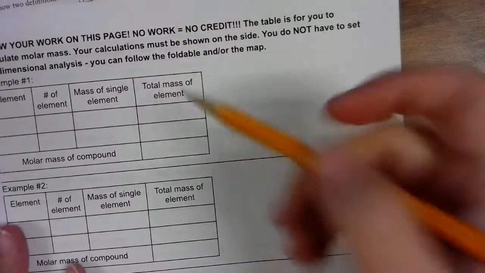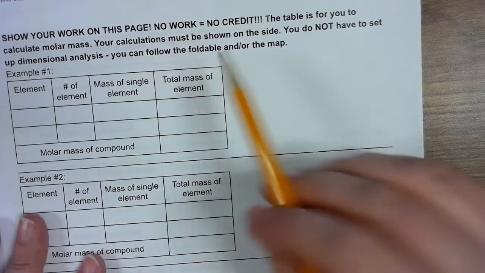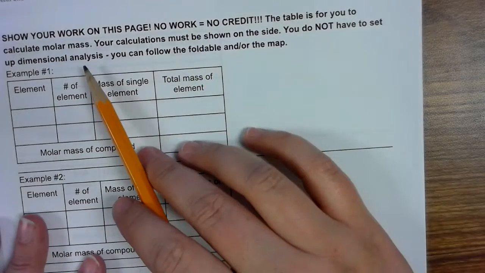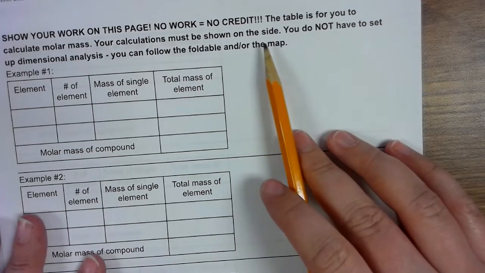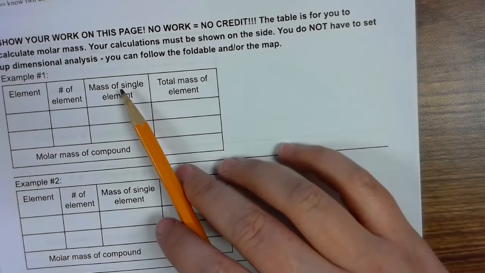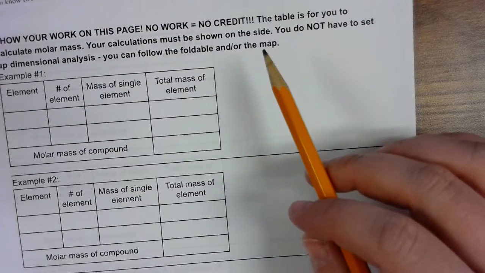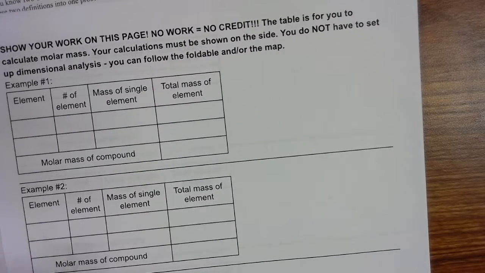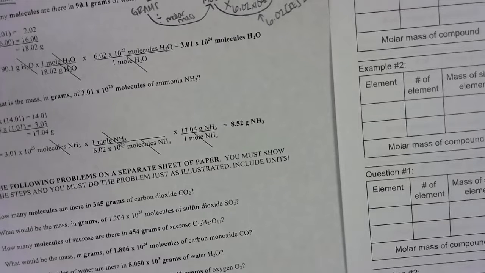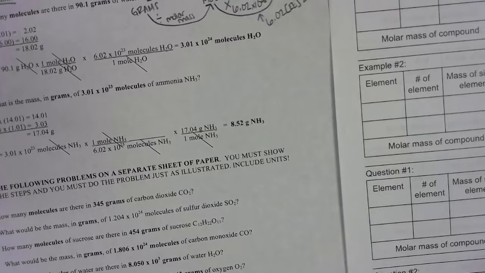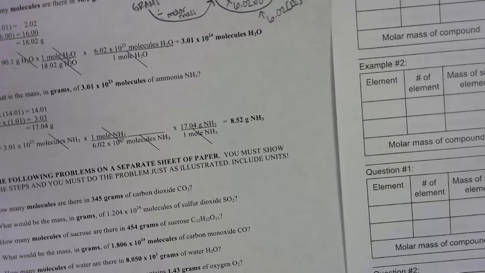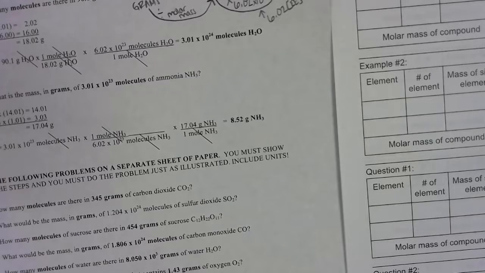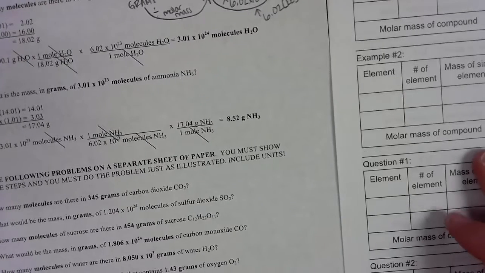Notice how on this, it does say show your work on this page. No work equals no credit. The table is for you to calculate your molar mass. Calculations must be shown on the side. You do not have to set up dimensional analysis. You can follow the foldable and or the map. Some people do dimensional analysis, some people just follow what the foldable or the map says. And the foldable you have in your notebook, and you should know how to use that. I don't think I have any more copies that I can show you while I'm working this on here. Okay, so here we go.